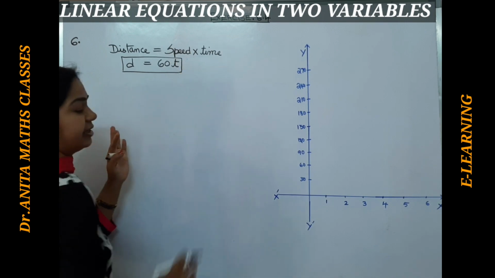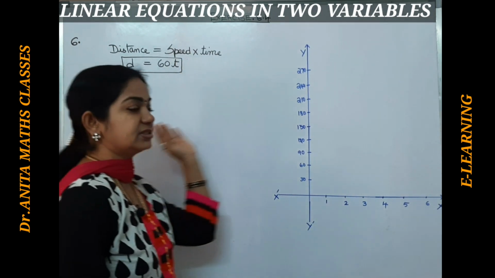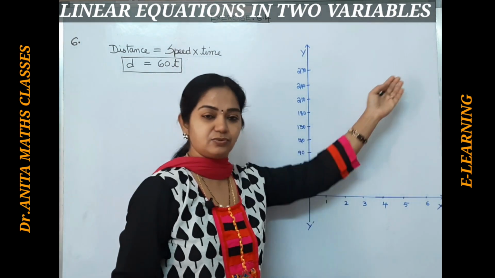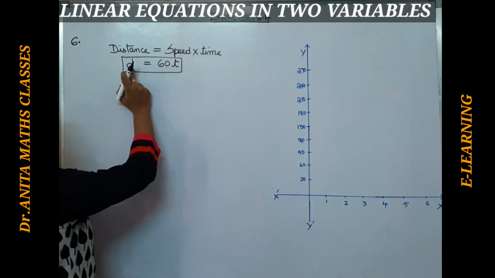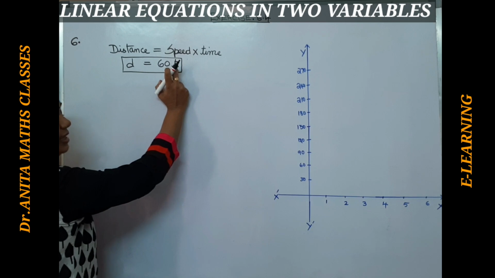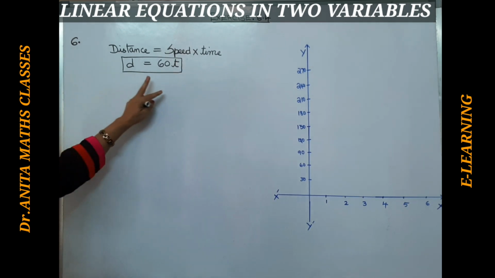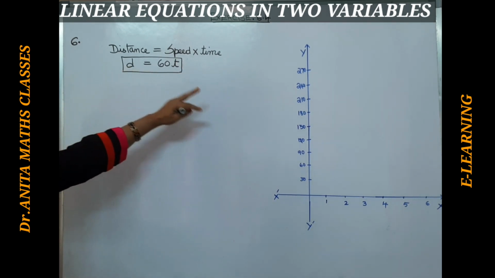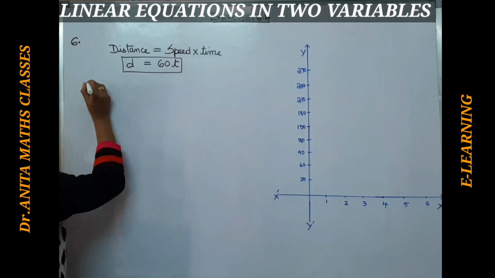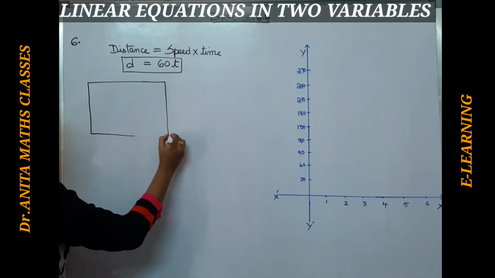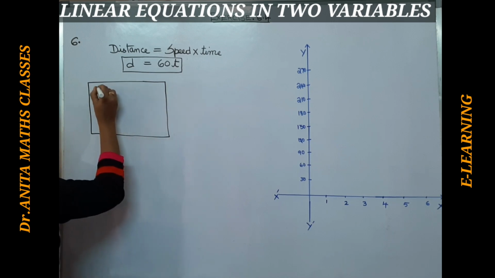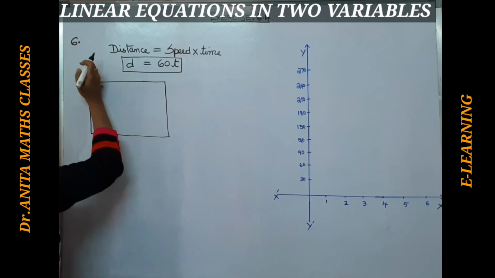Those are distance and time. So we need to find the distance time graph, so we have to plot the graph. I am mentioning this d as y and this t as x. Okay, so for this distance time, we will plot the graph. For that, we will draw the tabular column also.